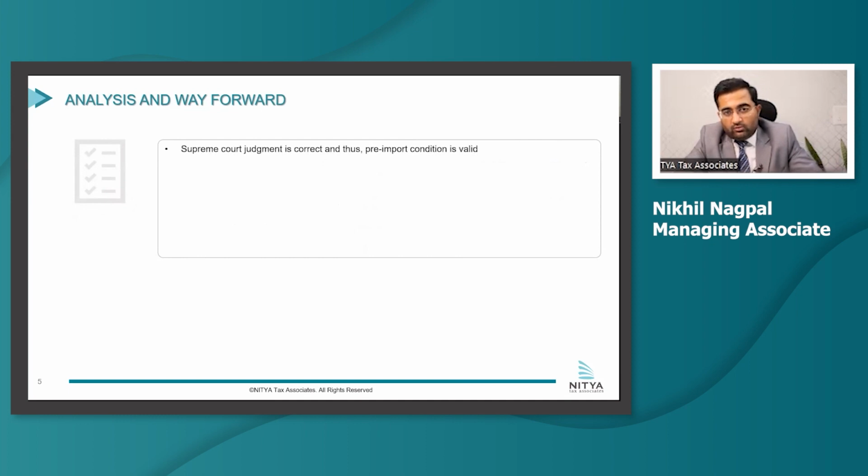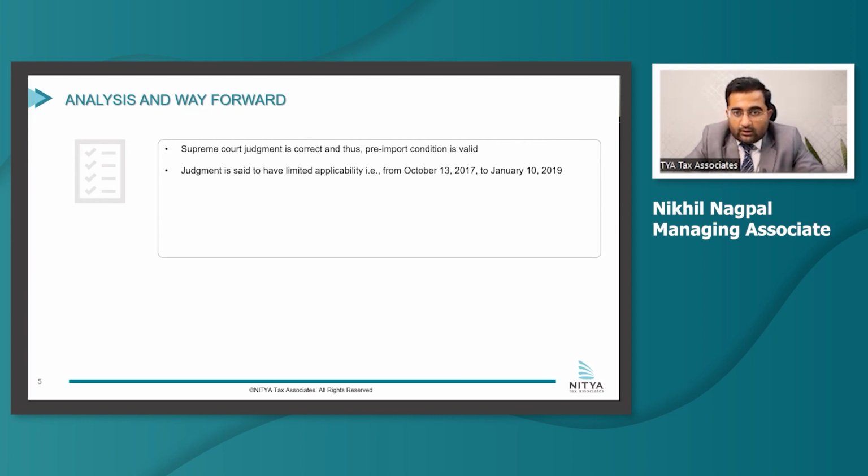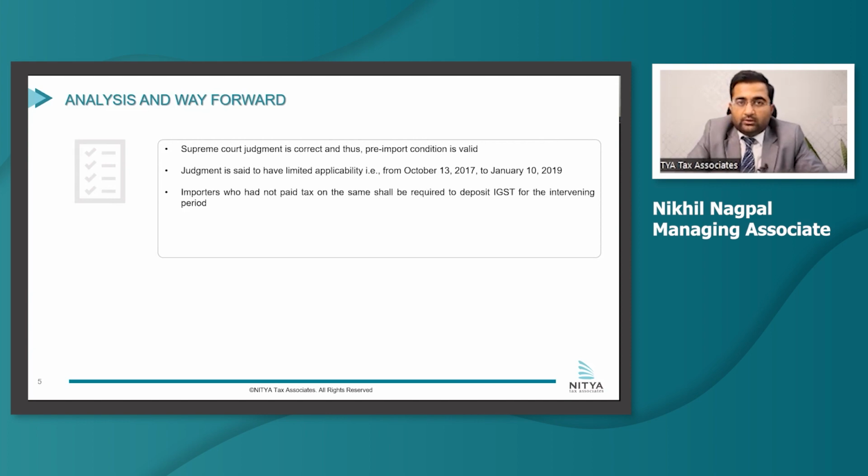Firstly, in our view, this judgment is correct, and since this is a Supreme Court judgment, this becomes the law of the land, and accordingly, the exporters were required to comply with the pre-import conditions. However, it is pertinent to mention that this judgment will have limited applicability only between the period October 13, 2017 to January 10, 2019, since later on this condition was removed by the government itself by amending the foreign trade policy. So the importers who have not complied with the pre-import condition during the intervening period, that is the period from October 13, 2017 to January 10, 2019, will be required to deposit IGST on the imports made by them wherein the pre-import condition has not been fulfilled.